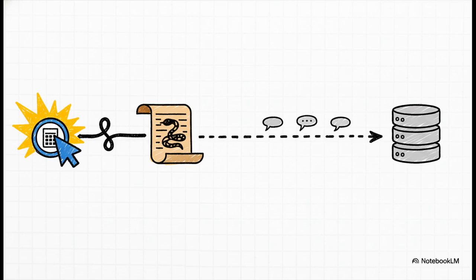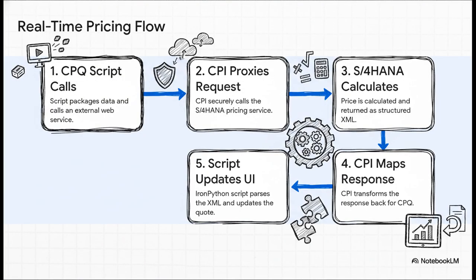But that click does more than just run logic inside CPQ. It actually triggers an Iron Python script that is specifically designed to reach out, to pick up the phone, and start a live conversation with the back-end ERP. And here's how that conversation goes down, step by step.